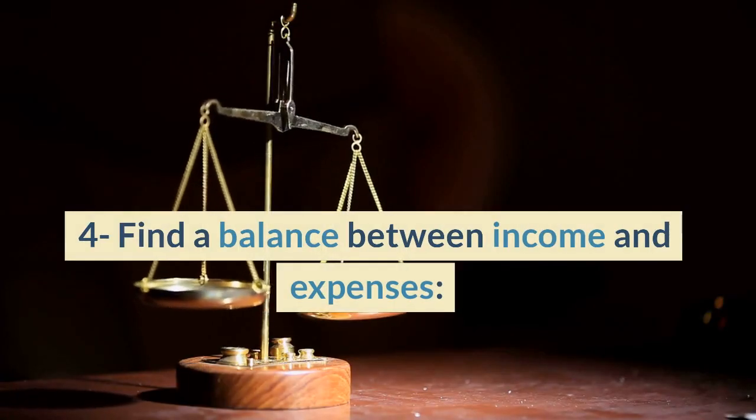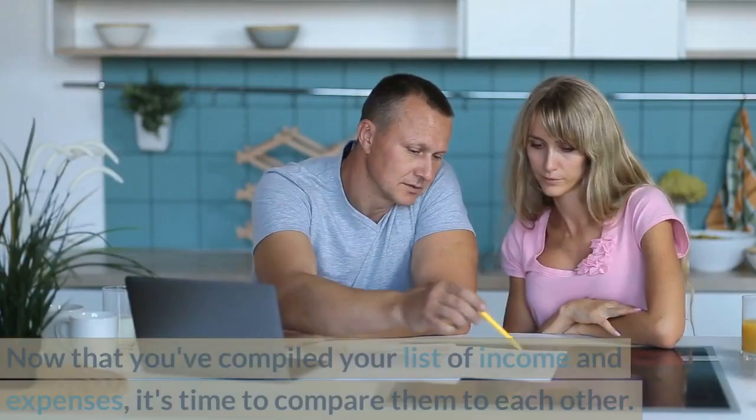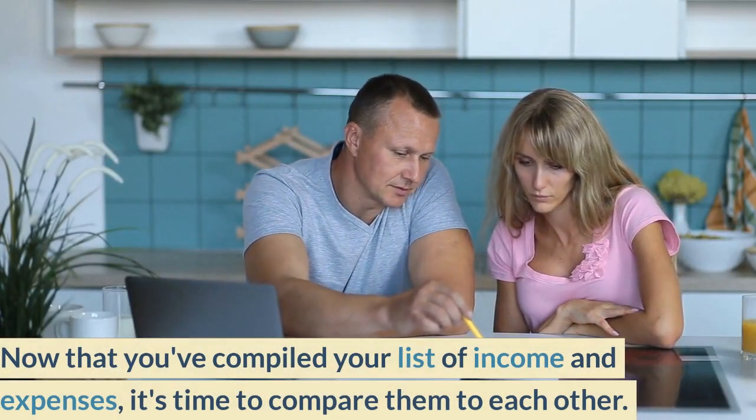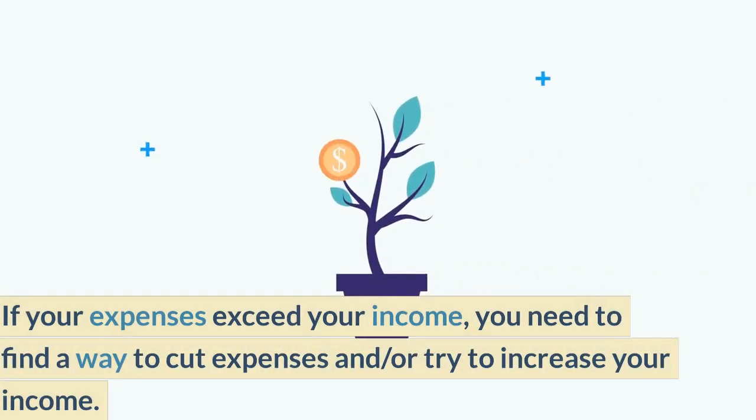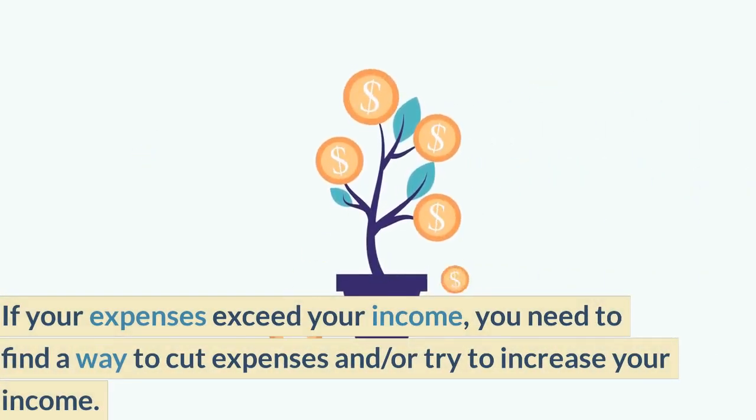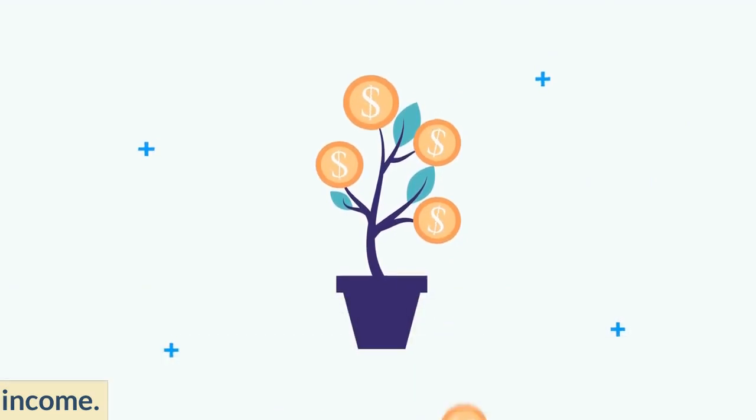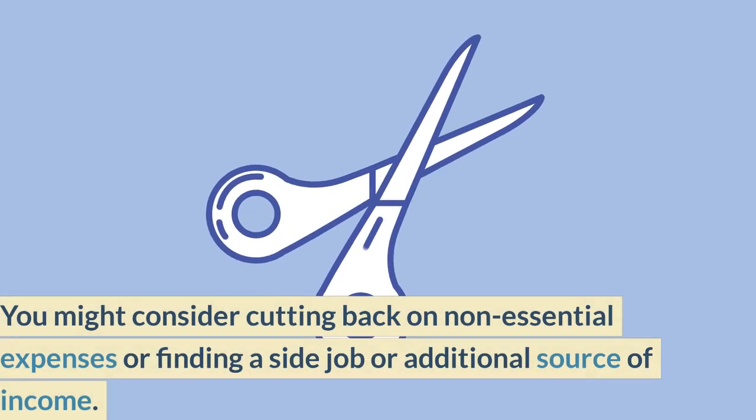4. Find a balance between income and expenses. Now that you've compiled your list of income and expenses, it's time to compare them to each other. If your expenses exceed your income, you need to find a way to cut expenses and/or try to increase your income. You might consider cutting back on non-essential expenses or finding a side job or additional source of income.